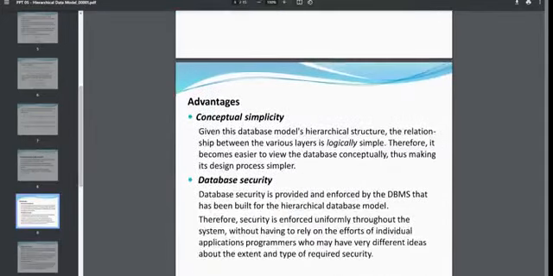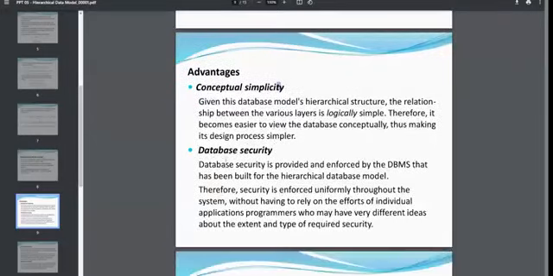Okay, here we were discussing database models and the hierarchical database model. Conceptual simplicity, we mentioned that it is a tree structure, easy to understand, right? Conceptually it is very simple and data secured.